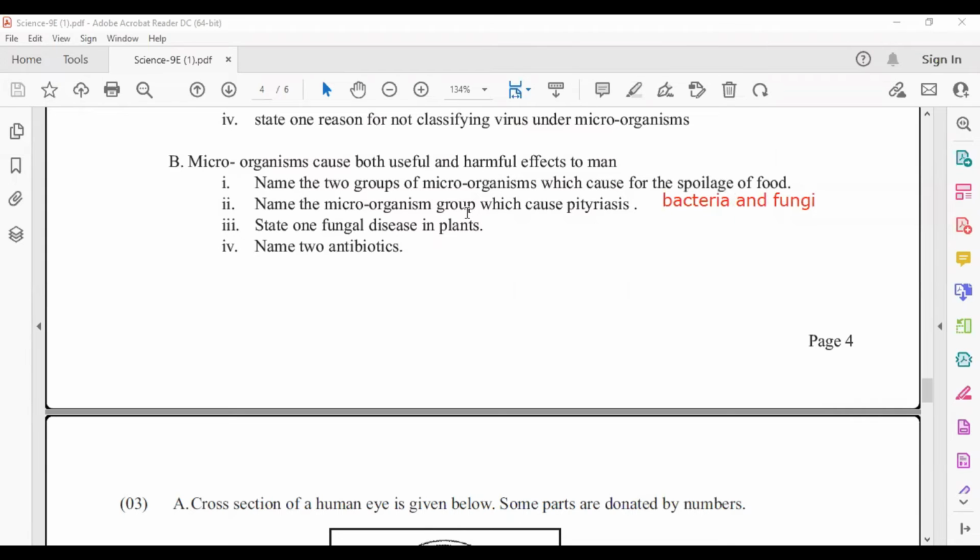Name the microorganism group which causes pityriasis. Fungi is the answer. State one fungal disease in plants. Powdery mildew disease. Name two antibiotics. We can write penicillin and amoxicillin.